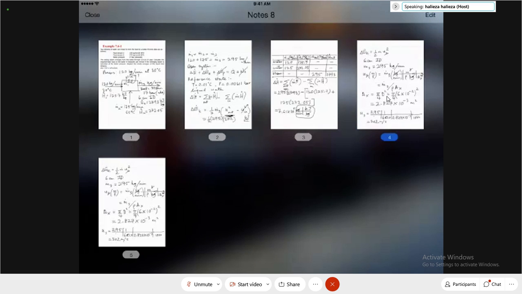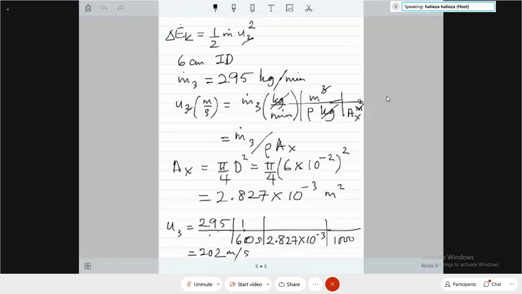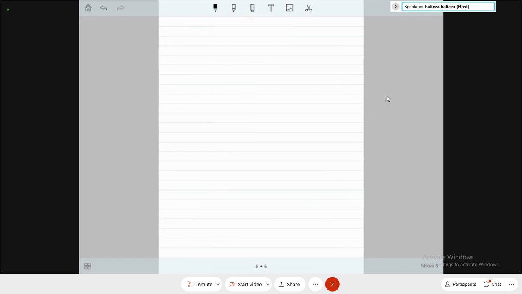I don't want this. Okay, that's it. I'm going to erase the whole thing. Okay, so now we have this. The kinetic energy is equal to half times the flow rate, 295 kilogram per minute, and you multiply it with the velocity, meter per second.